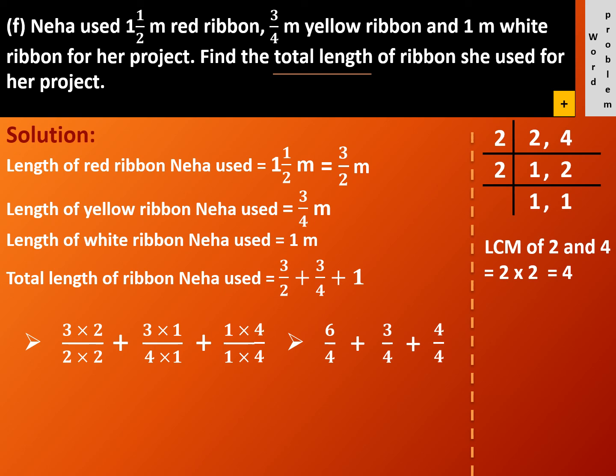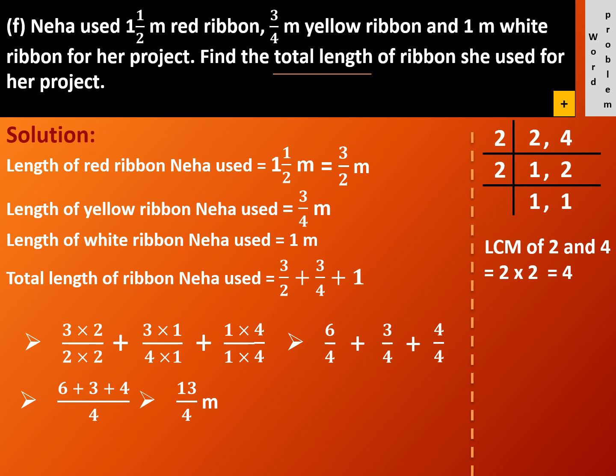See, the denominators are same, so we can easily add the fractions. So add the numerators and the denominator remains the same. 6 plus 3 plus 4 upon 4. Do the addition and the answer is 13 upon 4 meter.